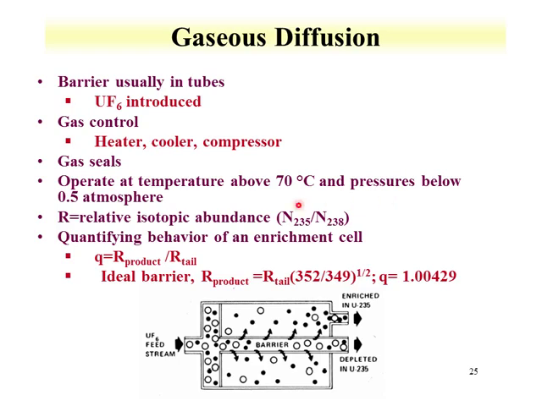An example of a gaseous diffusion system is shown here. The uranium hexafluoride would be introduced in this stream, travel along this tube, and contact the barrier, where after contacting the barrier sufficient times, it will permeate through the barrier. Some of the controls include heaters, coolers, and compressors to control the gas. Most of the time they operate above 70 degrees and at pressures below 1/2 atmosphere.